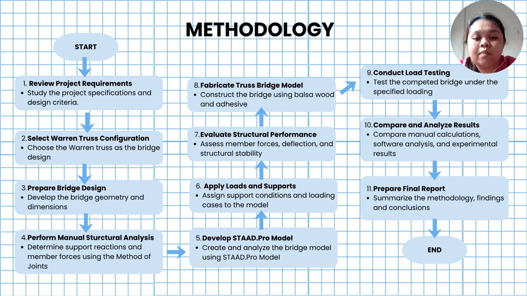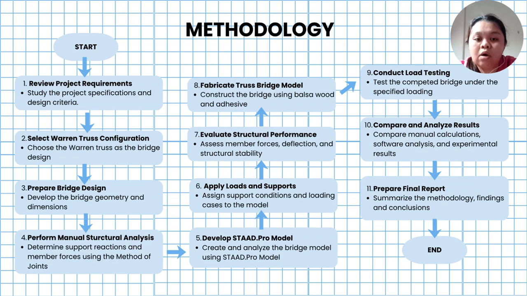Step 4 is performing manual structural analysis. We then carried out manual calculations using the method of joints. This allows us to determine the support reactions and the internal forces in each truss member, helping us to identify whether a member was in tension or compression. Step 5 is developing StartPro models. After completing the manual calculations, we created the SAM bridge model in StartPro software. This software was used to perform a more detailed structural analysis.